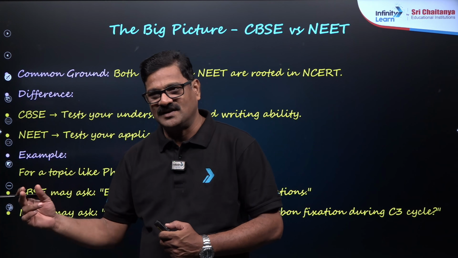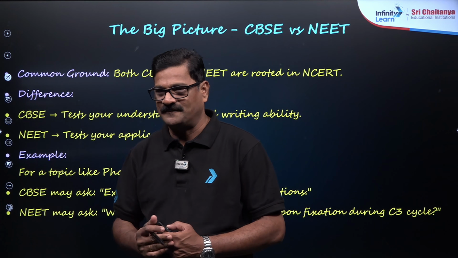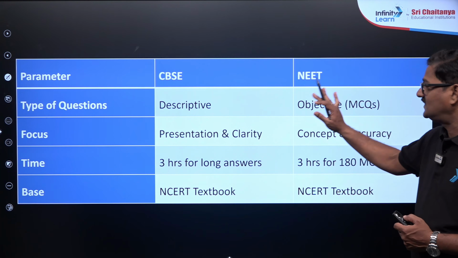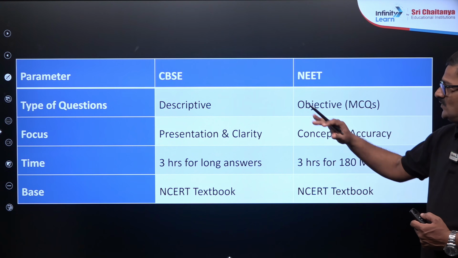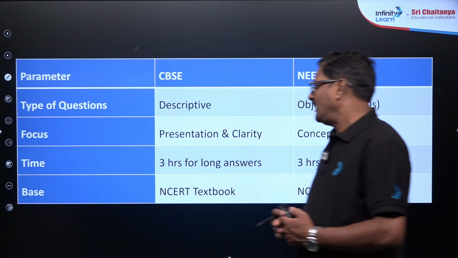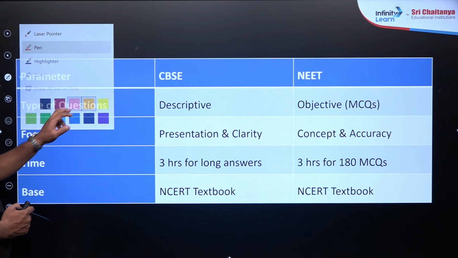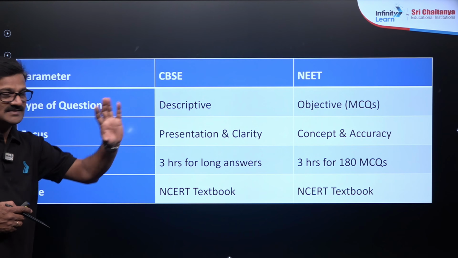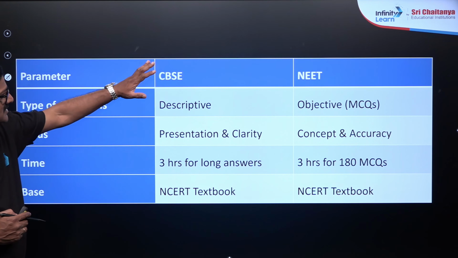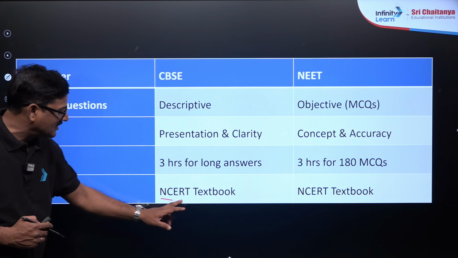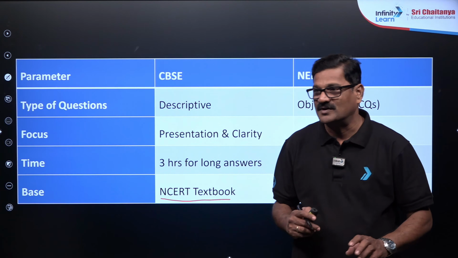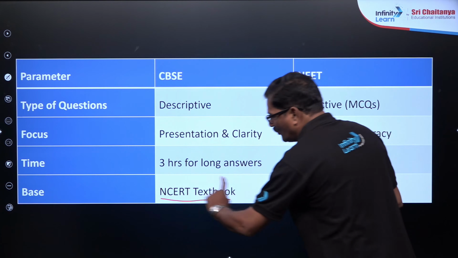Okay, so we discussed Nessler's reagent, and HVZ, and also the type of question that will be asked in CBSE and NEET, bachcho. CBSE is descriptive type and NEET is objective type. The focus in CBSE is presentation and clarity, beta, and in NEET it is concept and accuracy. The time is 3 hours and 3 hours. The common thing for CBSE and NEET is the NCERT textbook, right? NCERT textbook. Here is also the NCERT textbook. So try to take advantage of this.